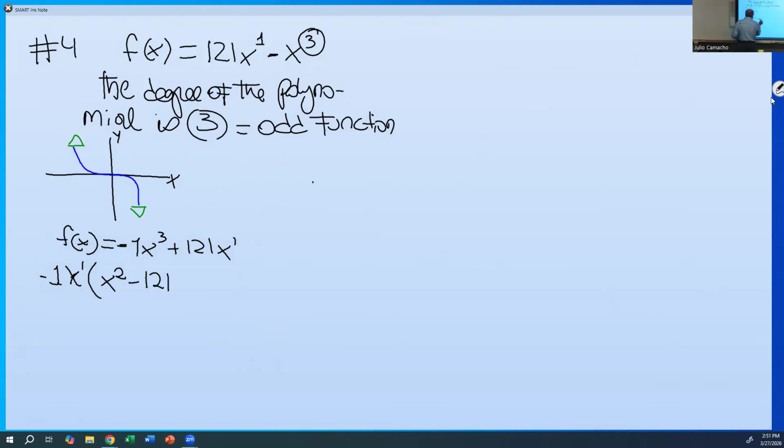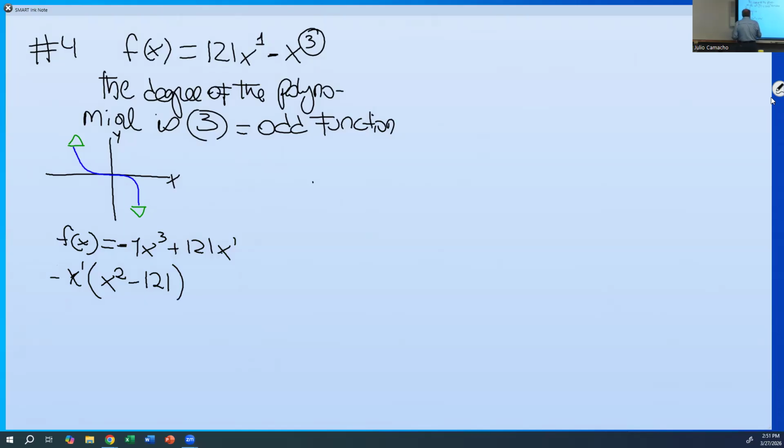And in the 121x, the variable is to the power of 1. And the one that we have taken out as a greatest common factor also has the power of 1. And 1 minus 1 is 0. They cancel out. So that is the answer. The answer is negative x times x squared minus 121. That is your two factors.